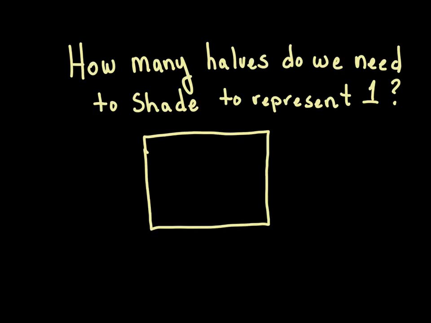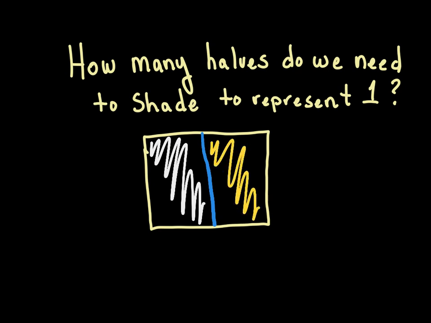How many halves do we need to shade to represent 1? Well, if we cut this whole into a half, that's how it would be. We'd cut it right in the middle, and this would be shaded in, and this would be shaded in to represent halves. This is a half, and this is a half, which would all equal a whole.